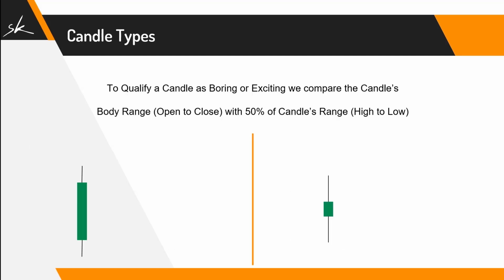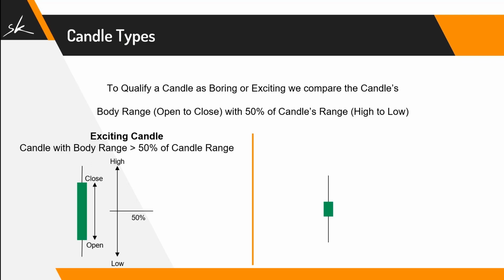To qualify a candle as boring or exciting, we compare the candle body range, open to close, with 50% of candle range, high to low. In the first example, you can see that the body range is from the open to the close and the candle range is from the high to the low. Now we compare the body range with 50% of candle range. Since we can see that the body range is more than 50%, we call it an exciting candle.